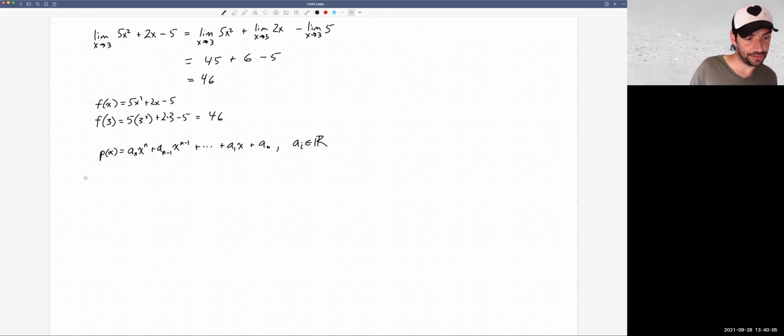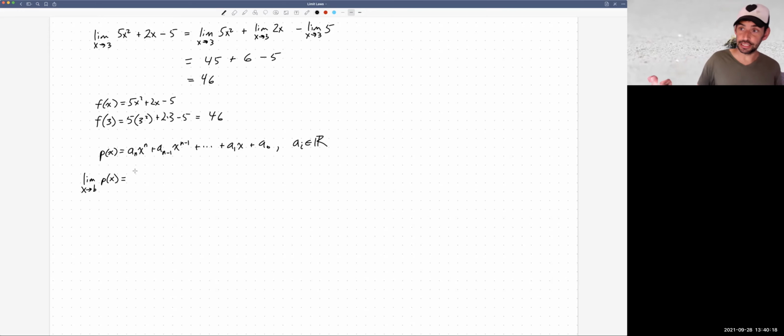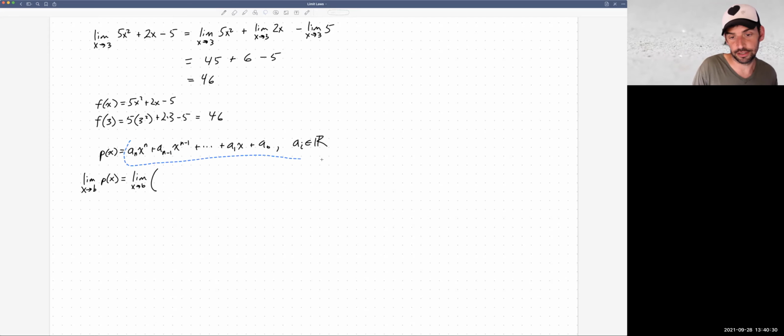If I take the limit as x goes to some number, shouldn't have used a, well, let's just call it b. The limit as x goes to b of P of x. This is going to be a little bit tedious, but we're only going to have to do this once just to prove to ourselves this rule makes sense in general. We'll have the limit as x goes to b. Let's cheat a little bit here.